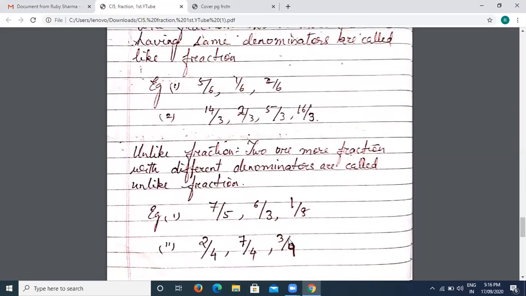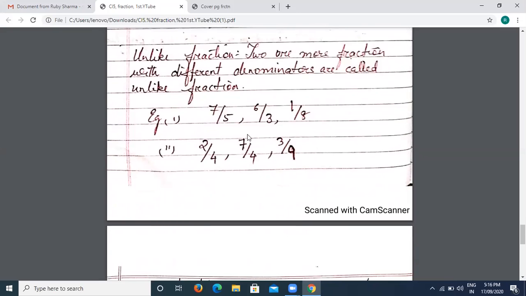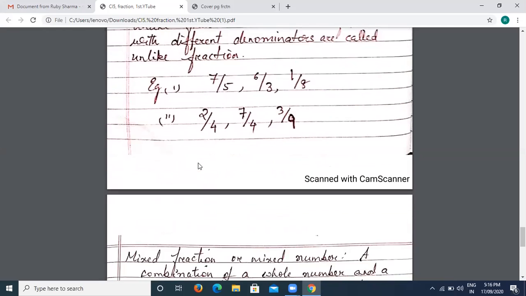Unlike fractions have different denominators. Numerators may be the same, it doesn't matter. Now here you see there can be 4 fractions also, 5 fractions also. So the denominators are different. Now in this case, you see 2 fractions have the same denominator, but 1 is different. So this set is unlike fractions. Is it clear, all of you?